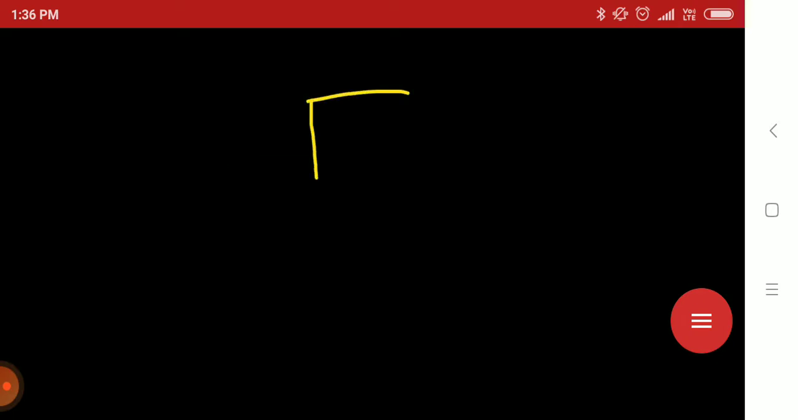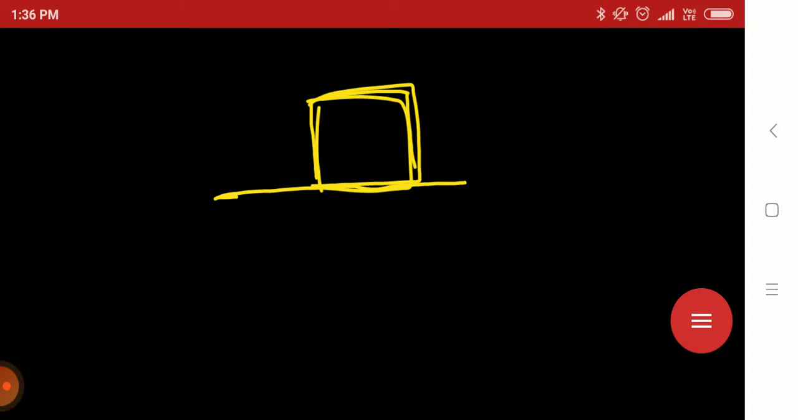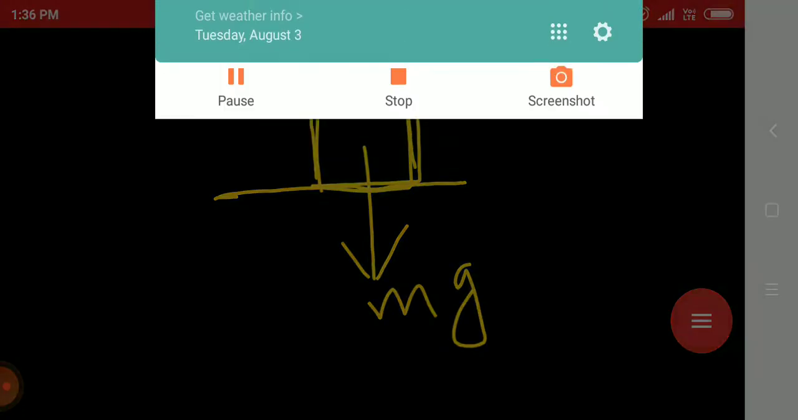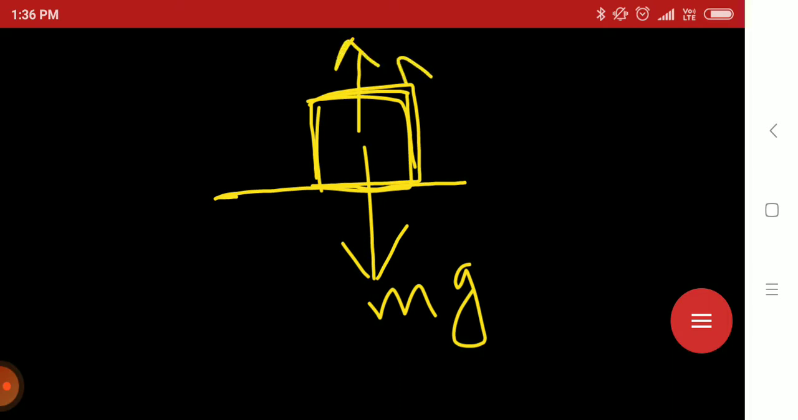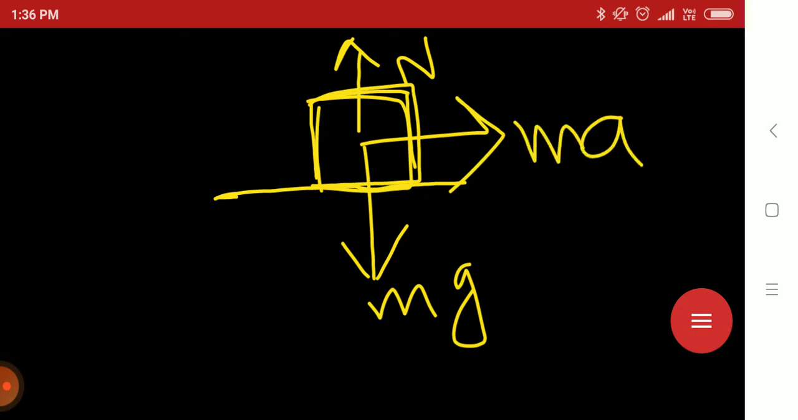So now drawing the free body diagram. Here it will be small mg. Here it will be normal force N. Here it will be small ma. And friction force is F prime. So here it is for small mass m.